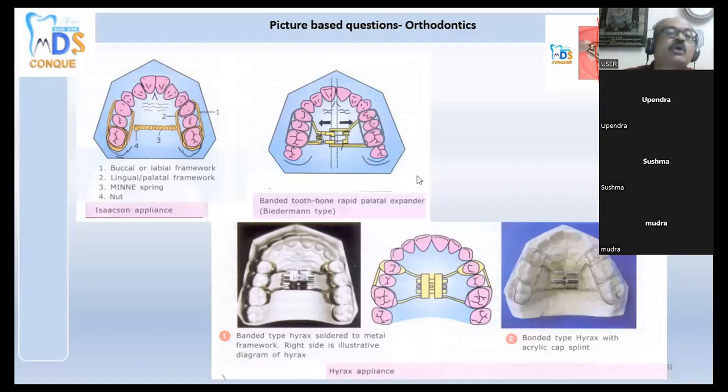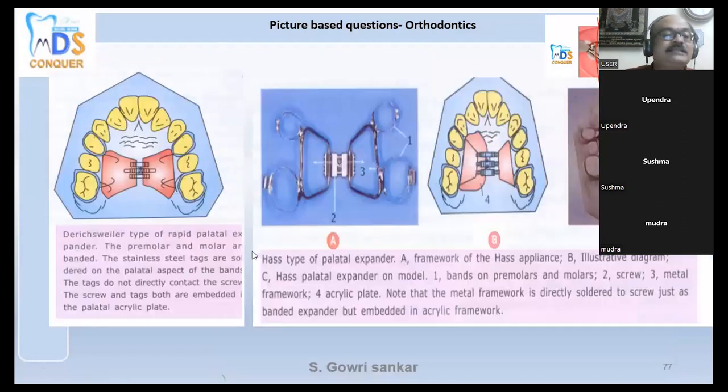If a tissue component is present on the palatal side, it is either a Derichsweiler or it may be a Haas type of palatal expander. Is it clear? Shall I move to the next topic? Any doubts?